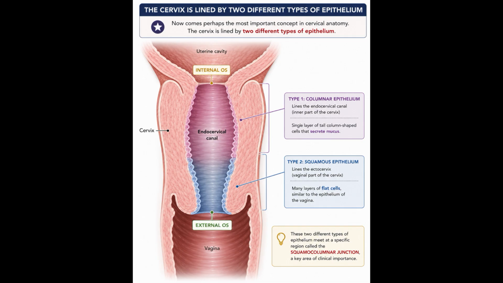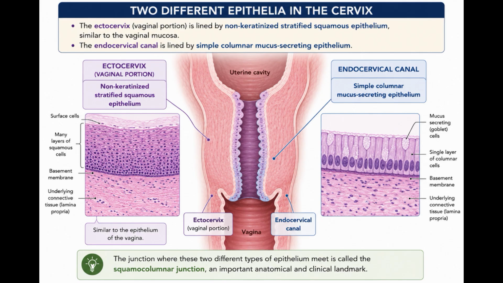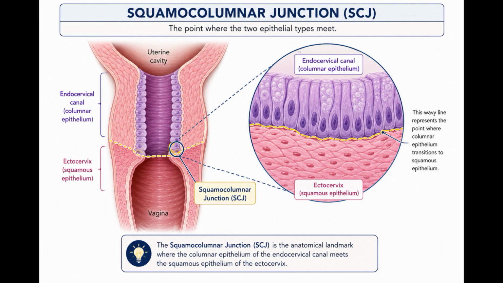Now comes perhaps the most important concept in cervical anatomy. The cervix is lined by two different types of epithelium. The ectocervix, or vaginal portion, is lined by non-keratinized, stratified squamous epithelium, similar to the vaginal mucosa. The endocervical canal, on the other hand, is lined by simple columnar mucus-secreting epithelium. The point where these two epithelial types meet is known as the squamo-columnar junction, commonly abbreviated as the SCJ.